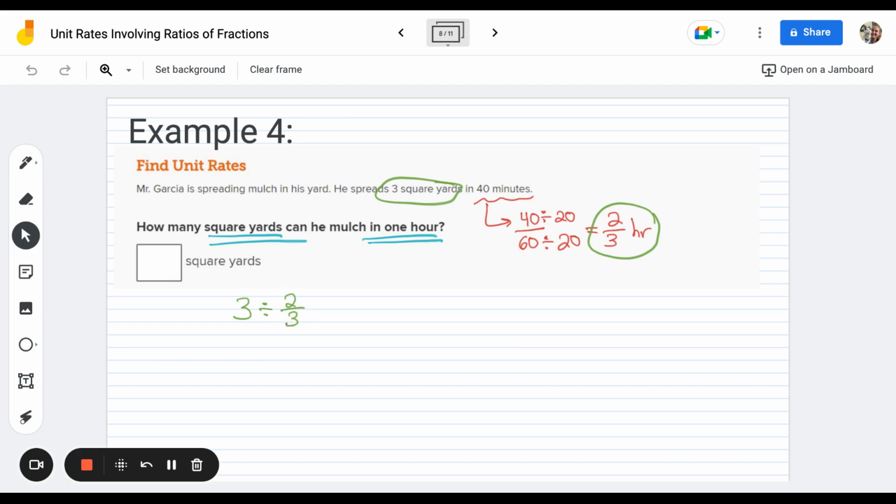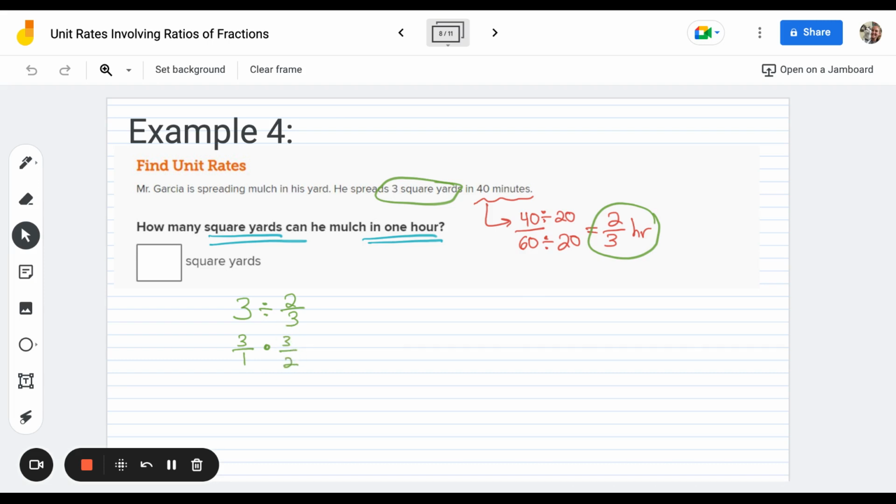Just like we talked about last time, when we divide with fractions, if you have a whole number, we write that over 1, so give it a denominator of 1. Then we change the division into multiplication, and we flip that second fraction to its reciprocal. So now it becomes 3/2.